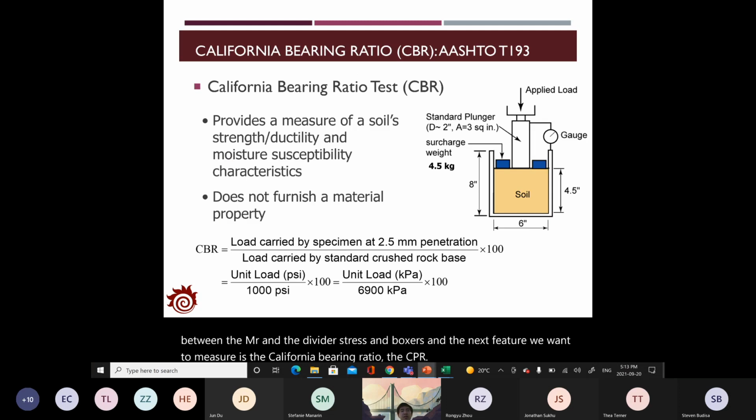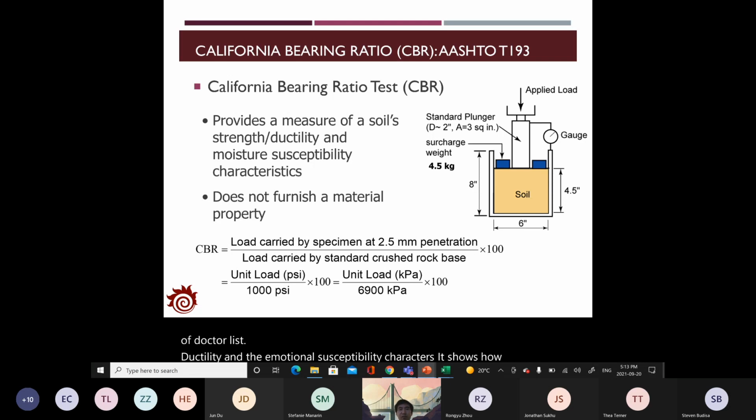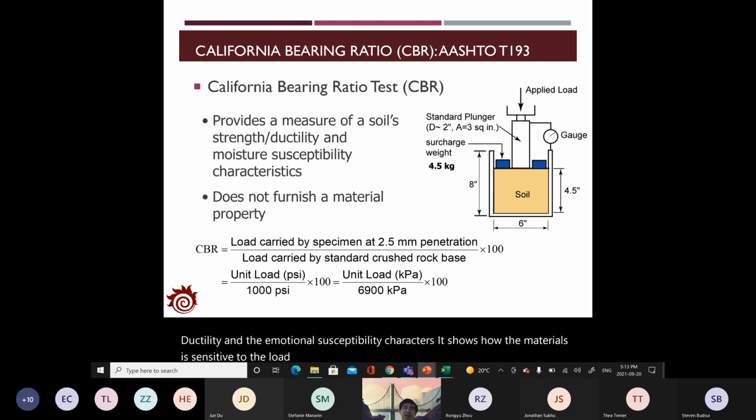Usually the CBR is applied to measure the soil's strength or ductility and the moisture susceptibility characteristics. It shows how sensitive the material is to the load and the moisture levels. Usually the California bearing ratio is calculated based on a comparison to a standard material. Usually we're going to choose the standard crushed rock base.